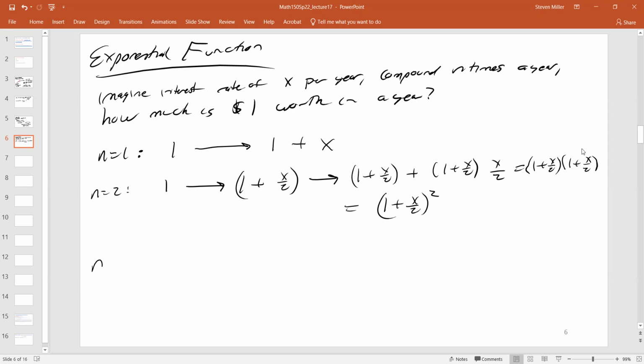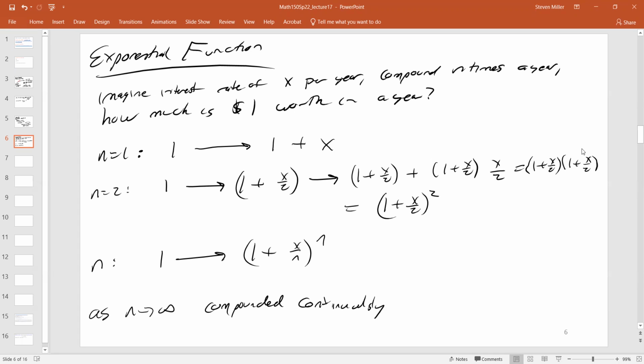What if we did n times? Then 1 would go to 1 plus X over n to the n. As n goes to infinity, it's called compounded. Anybody remember the word? Continuously. And we have 1 plus X over n to the n. The limit as n goes to infinity is just e to the x. So in particular, if you take x equals 1, you get e. So this is one definition of e to the x.